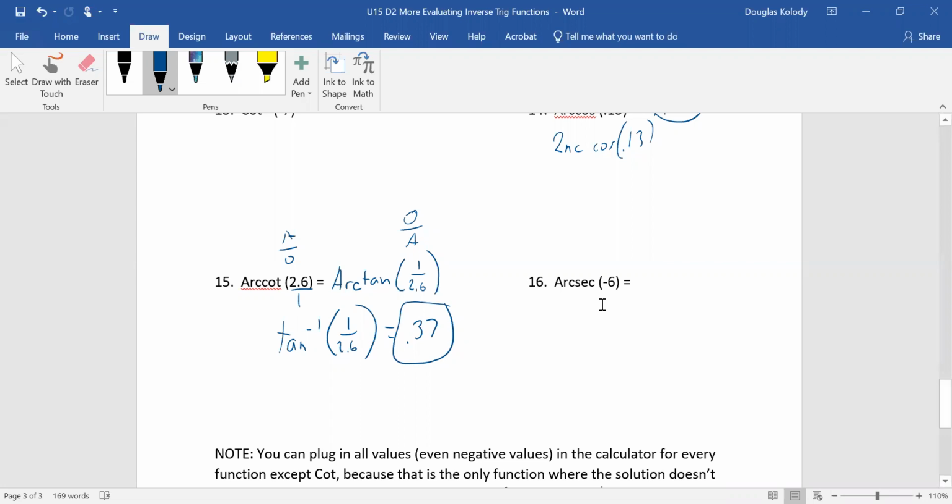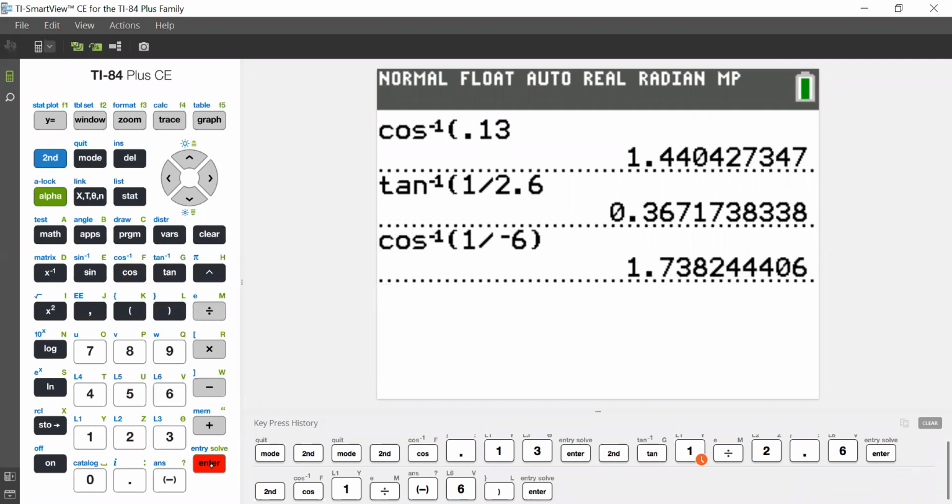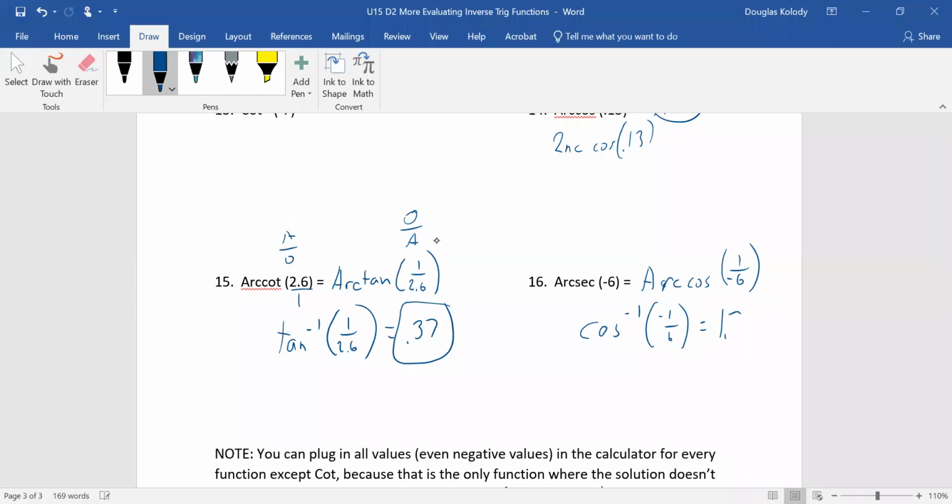The arc secant of -6. I guess that would mean that it's the arc cosine of 1 over -6. You agree? And so then I'm going to do the second cosine of -1 over 6. That's what I'm putting into my calculator. That's my calculator ready form. So second cosine 1 divided by, no, I could just do 1 divided by -6, or I could do -1 divided by 6. Doesn't matter. Either way, I'm going to get 1.74. Okay. And 1.74.